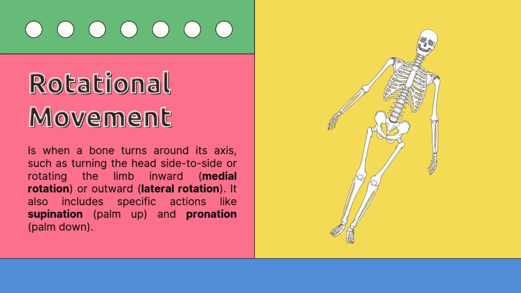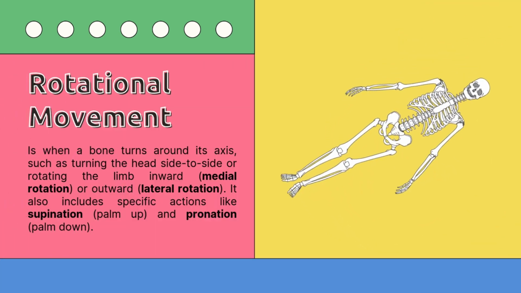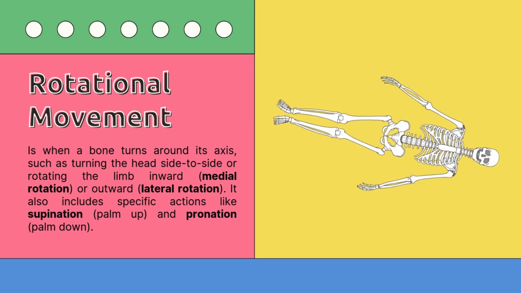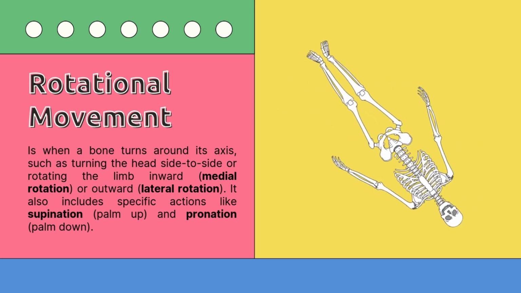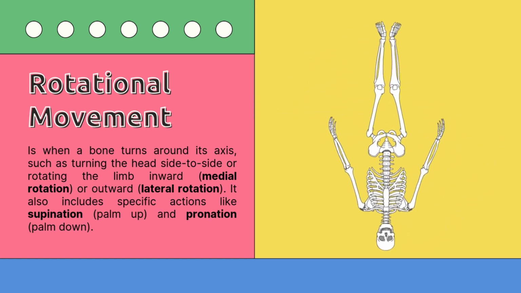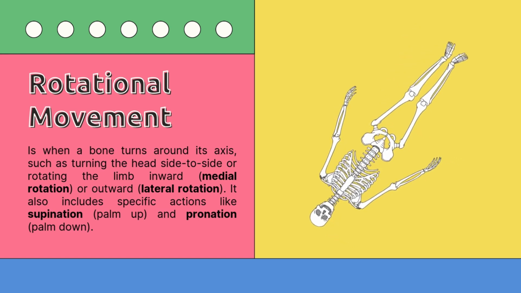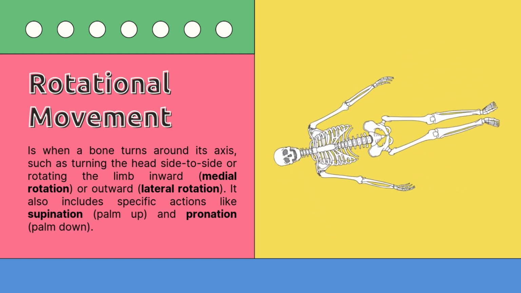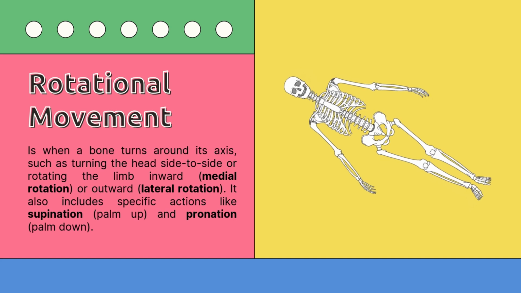The third one is rotational movement. Rotational movement is when a bone turns around its axis, such as turning the head side to side or rotating the limb inward or outward. It also includes specific actions like supination and pronation.